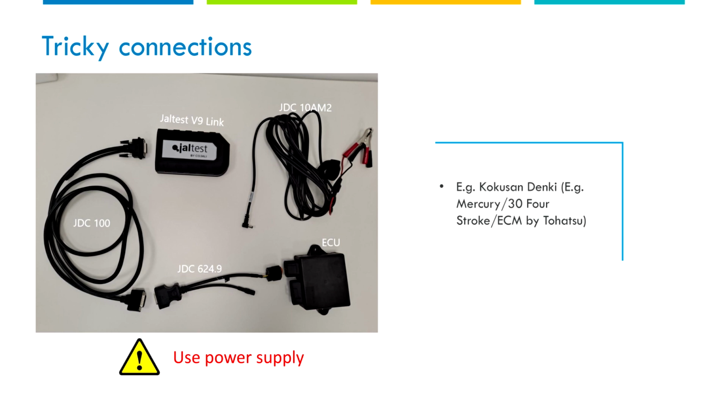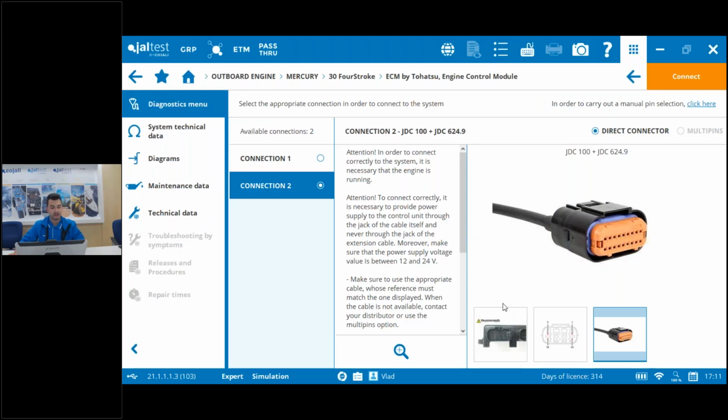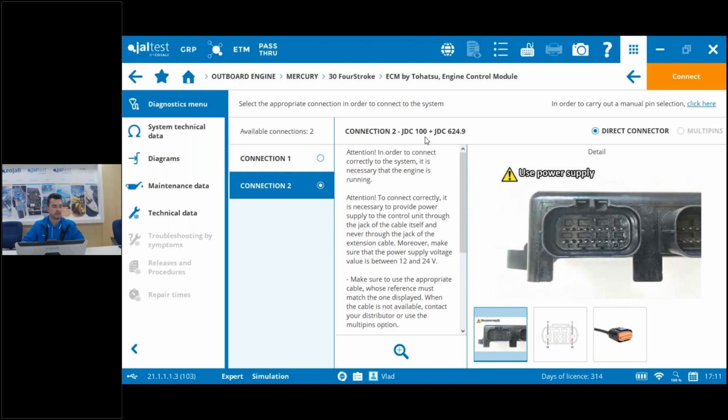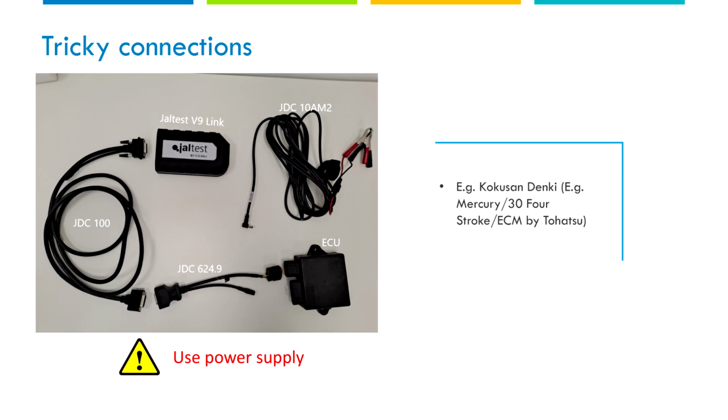Up here in our software, we have, as I said before, the cable combination, but also we need power supply as we can see here, because we don't have the battery that will power the electronic control unit. Okay, so when we need to power the ECU externally, we always will need to use the JDC 10IM2 with the clamps, okay, that will go directly to the battery in order to give power supply to the electronic control unit, okay.